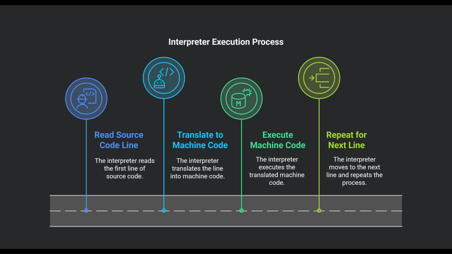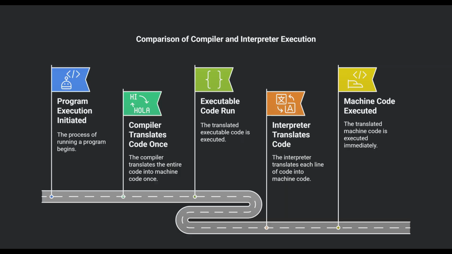So this process is actually slow, because if you have 1000 lines, 1000 times we need to read and 1000 times we need to convert into machine code also. So this is a little slow as compared to the compiler one. The process of Python.